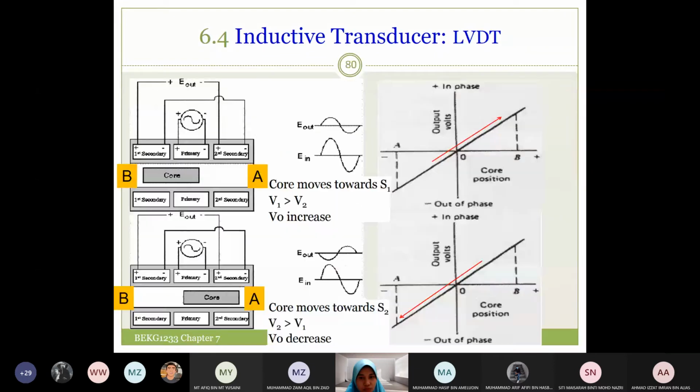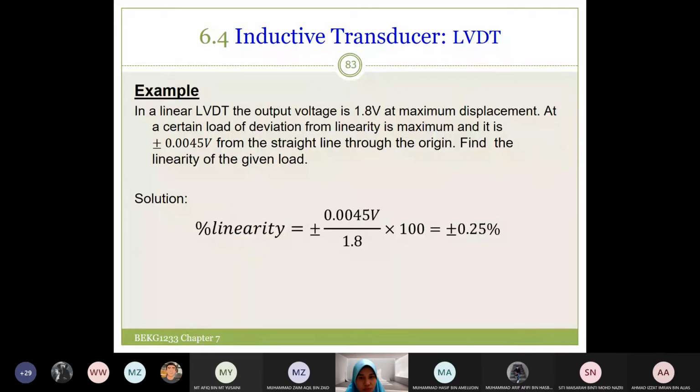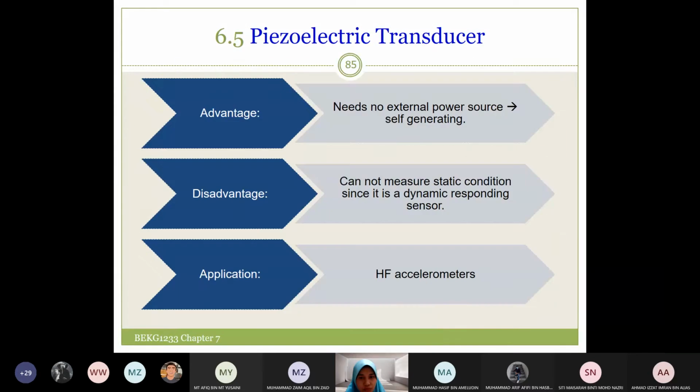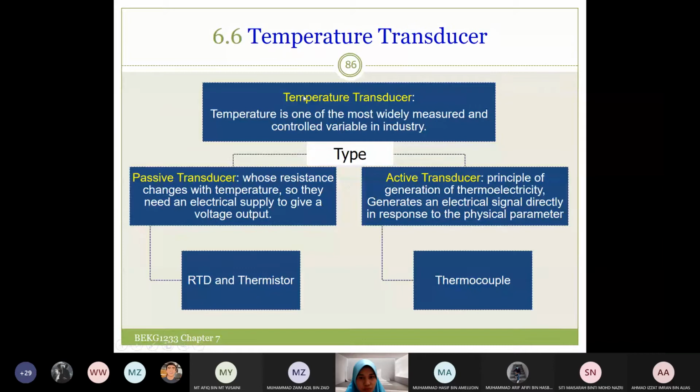Okay, so now we go to temperature transducer. Temperature is one of the most widely measured and controlled variables in industry. So there are two types of temperature transducer: passive and active. Passive transducer resistance changes with temperature, so they need an electrical supply to give a voltage output. While for active transducer, it is the principle of generation of thermoelectricity that generates an electrical signal directly in response to the physical parameter. Examples of passive transducer are RTD and thermistor, and thermocouple is the example of active transducer.